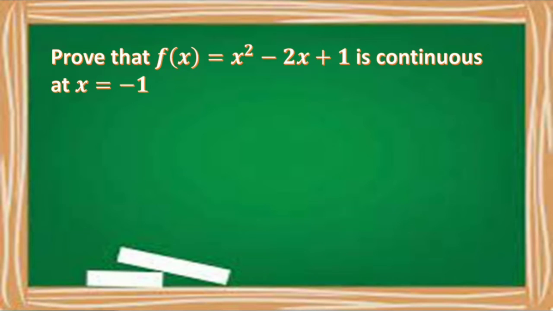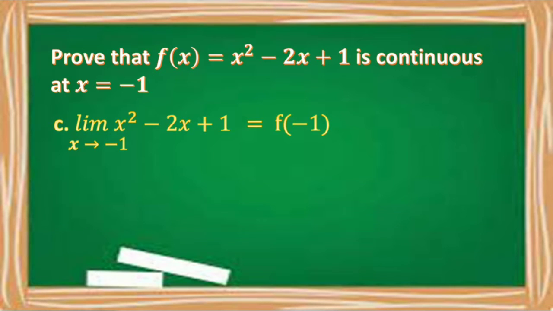Let's have the third condition. The limit of the function should be equal to f of c. So the limit of x squared minus 2x plus 1 as x approaches -1 should be equal to f of -1. So the limit of x squared minus 2x plus 1 as x approaches -1 is 4, which is equal to f of -1, which is also 4.